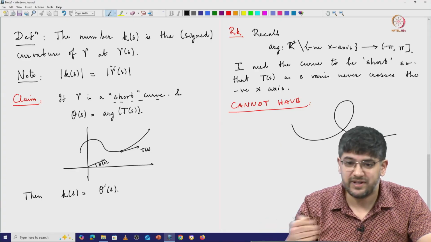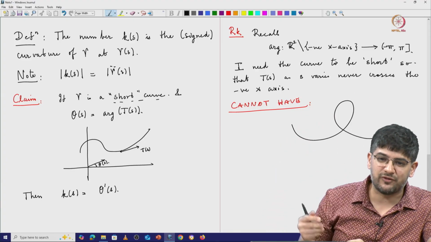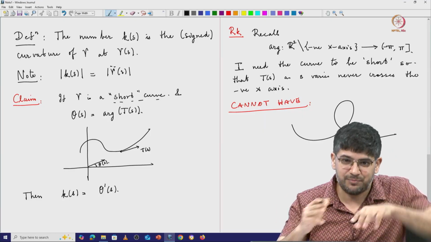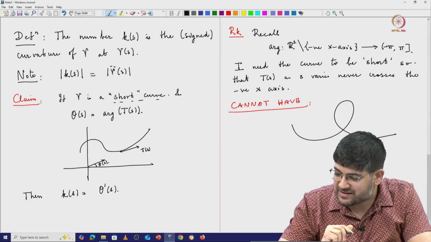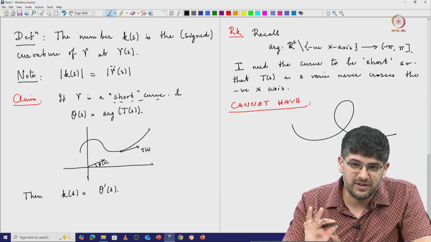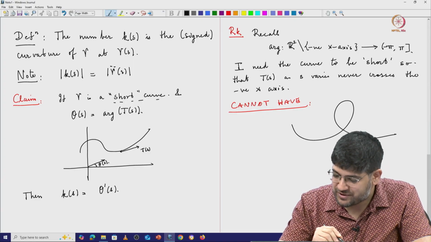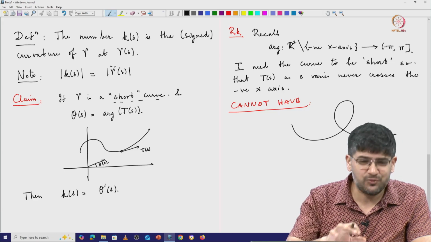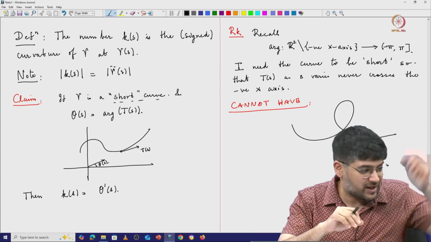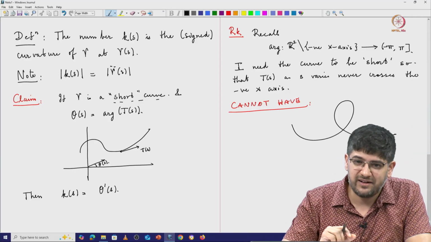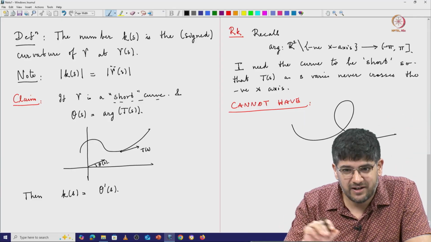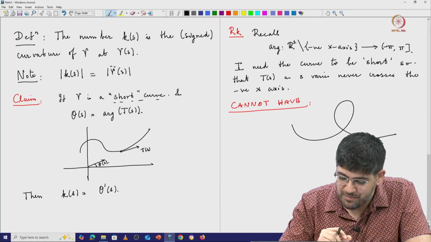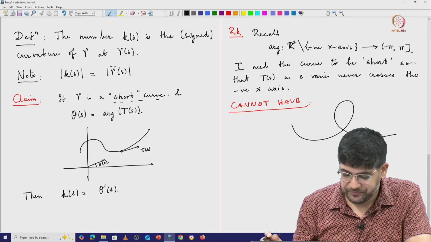Something like this, right, because here my velocity vector is doing a full rotation, so at some point it will cross this barrier of the negative x axis. So I don't want something like this to happen. All right, so that is what I really mean by short curve. I'm going to be vague here, but this is essentially what I mean by gamma being a short curve.